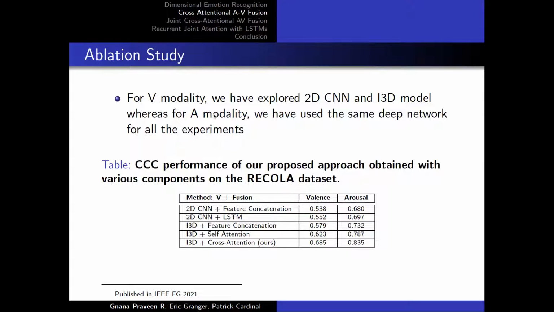And this is the ablation study that we did with the RECOLA dataset. We did a few experiments with different fusion strategies. For example, we tried 2D CNNs as well as 3D CNNs with feature concatenation and LSTM and even self-attention. The proposed approach was able to perform much better when compared to existing approaches.